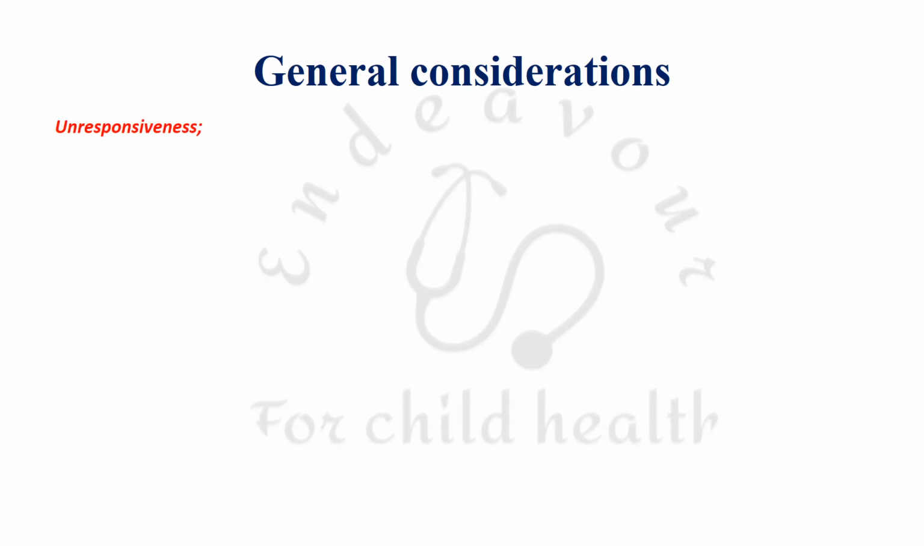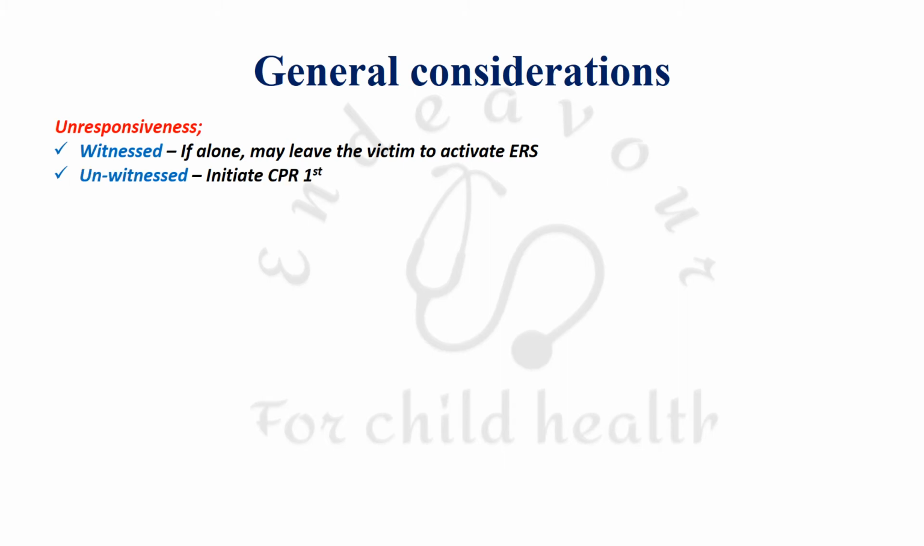So if the child has become unresponsive in front of you, that is, you have witnessed his unresponsiveness and you are alone, then you have an option of leaving the victim for some time. First, activate the emergency response system, which implies that you must first call for help and then start the CPR. But if it is unwitnessed, that is, when you reach a place and you find that the child is unresponsive lying over there, you must immediately initiate CPR first, do it for 2 minutes, and then move on to call for help.